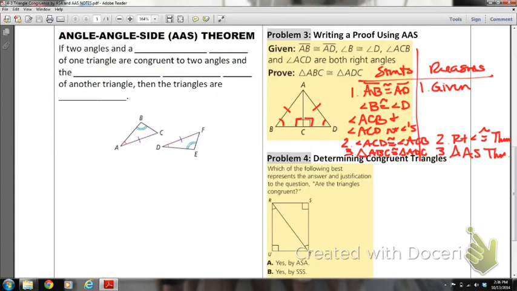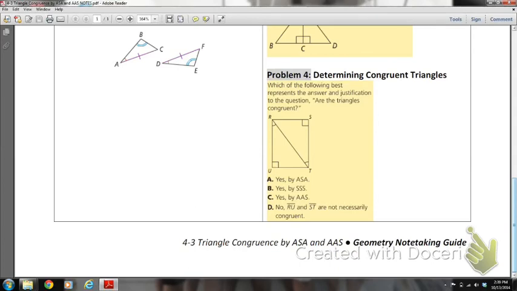Let's go down to our last problem, problem 4. In the last problem, it asked, which of the following best represents the answer and justification to the question, are the triangles congruent? So let's look at the information in the diagram that they give us. They've given us congruence markings on angle URT up the top and on angle STR, that those two angles are congruent. It's also given us right angle markings at angle U and angle S.